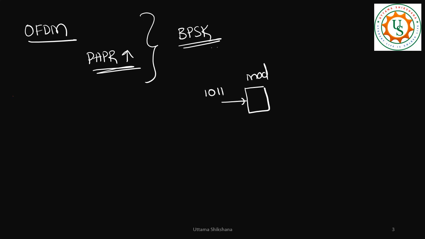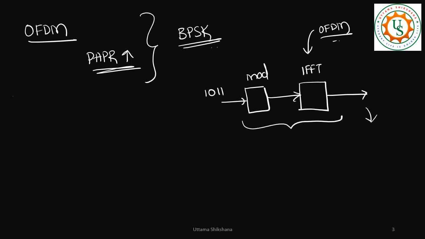So we will take OFDM, and again we will take the same modulation scheme, which is BPSK. After this modulation block, which is 1011, we have this IFFT, right? For an OFDM system, we do IFFT, correct? So these two operations are there.